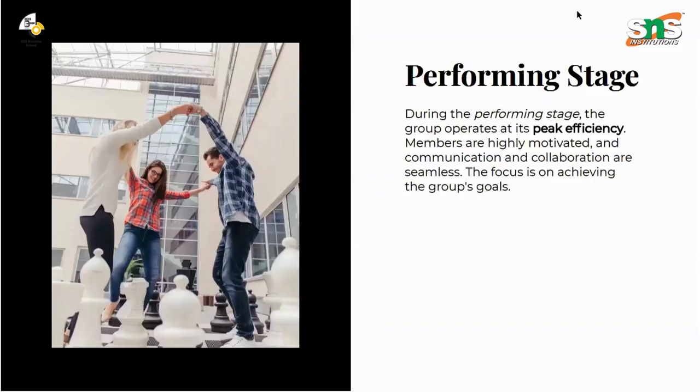After the norming stage, we get into the performing stage. During the performing stage, the group operates at its peak efficiency. Members are highly motivated, and communication and collaboration are seamless. The focus is on achieving the group goals. As we started with unknown persons in a group, now after all the conflicts we crossed, we have come into the performing stage.